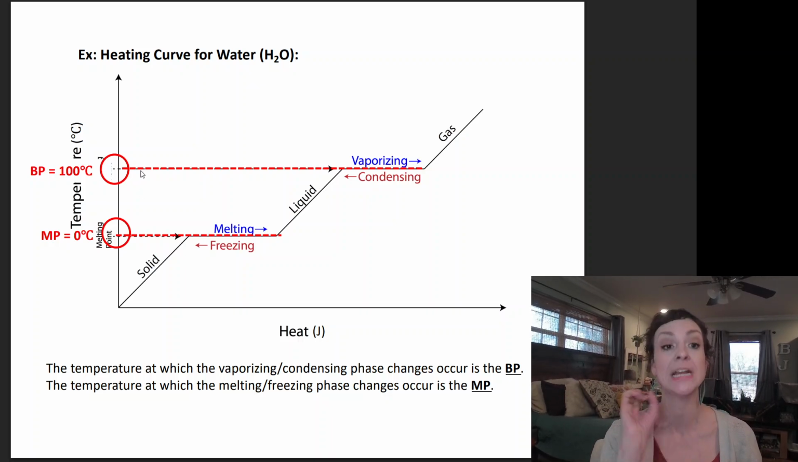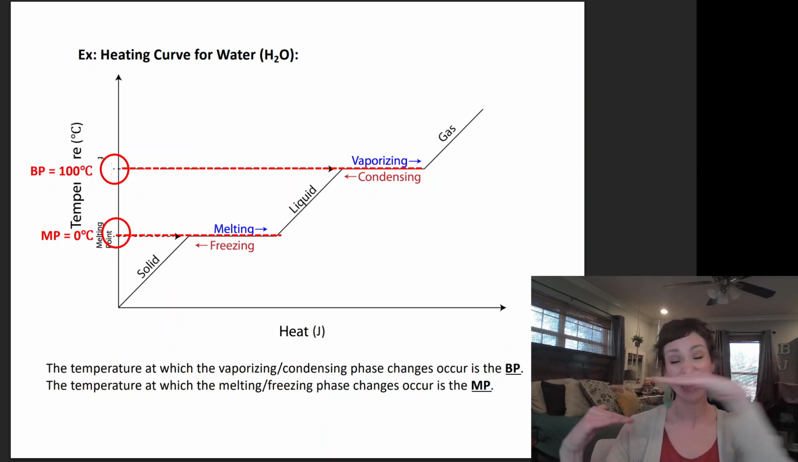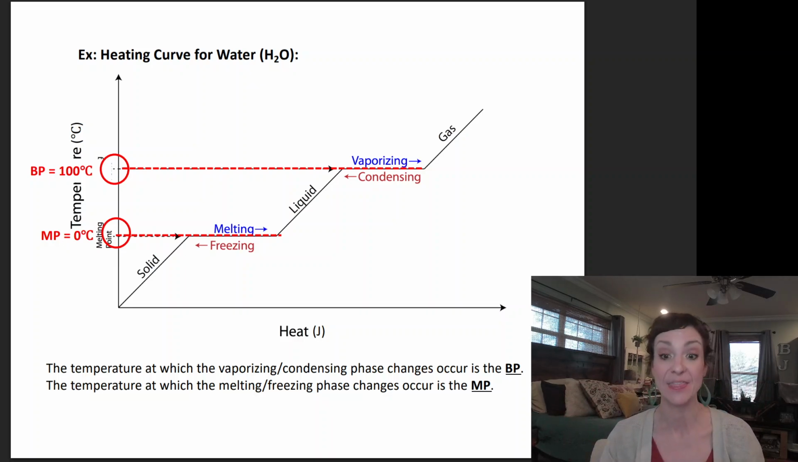Once again, a boiling point is a number. It is a temperature number. So for water, it is 100 degrees Celsius. Now, the temperature at which melting and freezing occur is my melting point. Well, this plateau down here is where the states of matter either melt or freeze. Oh, all I have to do is figure out what temperature that happens at. Boom, that's my melting point. Okay, so for water, the melting point is 0 degrees Celsius. So those plateaus on my heating curve let me know what the melting point and the boiling point are.